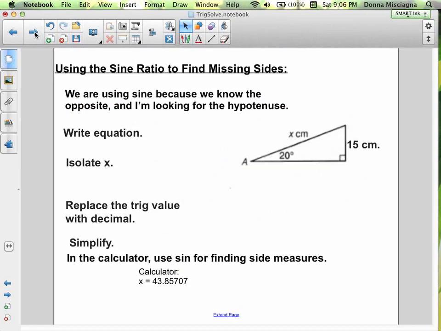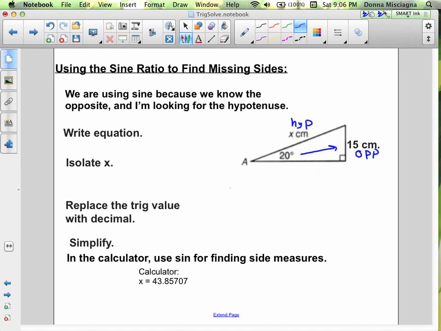All right. So this problem, we know the opposite side. We're looking for the hypotenuse. Opposite and hypotenuse, it's got to be sine. So since we have opposite and we're looking for the hypotenuse, the trig ratio we're using is sine. So we take the sine of an angle. Our angle of reference is 20 degrees. So sine 20 equals 15 divided by x.